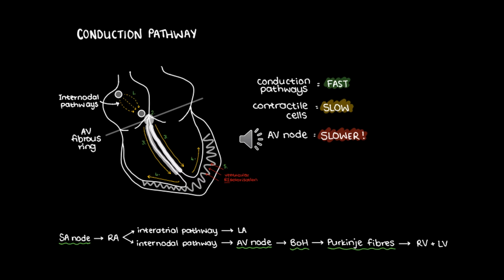Normally, the SA node generates an action potential under the control of the sympathetic and parasympathetic nervous system, and it usually does this the fastest. This is important because although all the other structures also have the potential, yes, it's a pun, to generate their own action potentials, their intrinsic action potentials are usually suppressed by that which comes from the SA node.